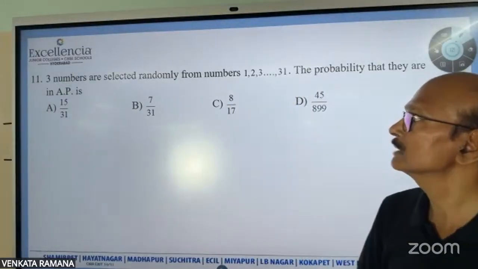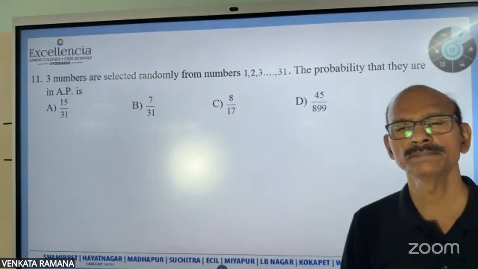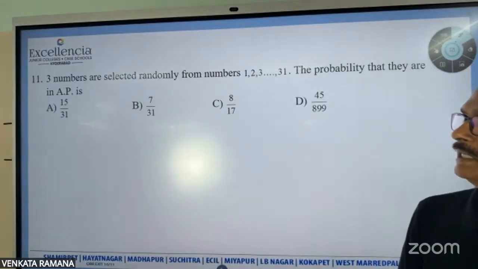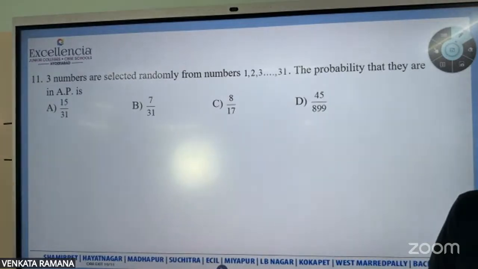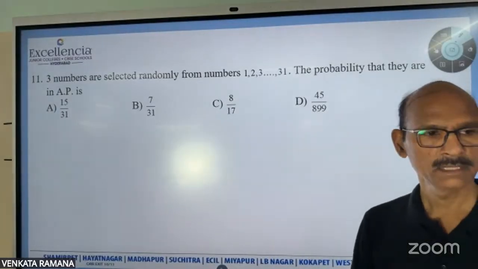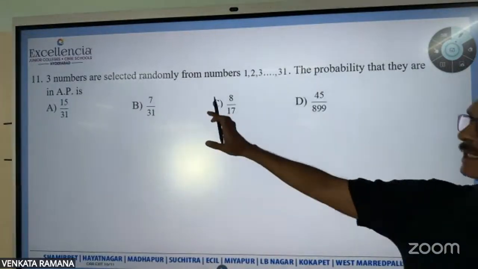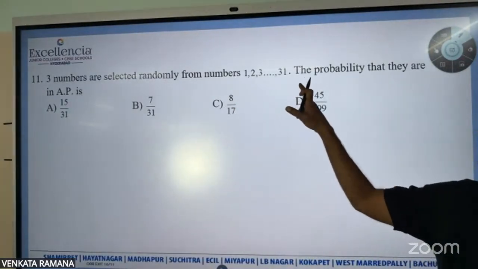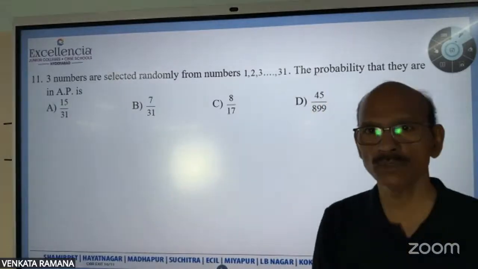So this is a question on probability. Three numbers are selected randomly from the numbers 1, 2, 3, and so on up to 31. The probability that they are in AP, arithmetic progression.